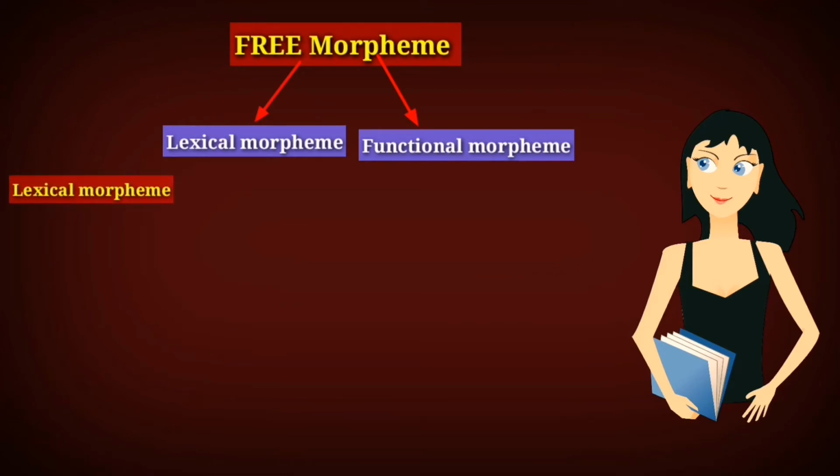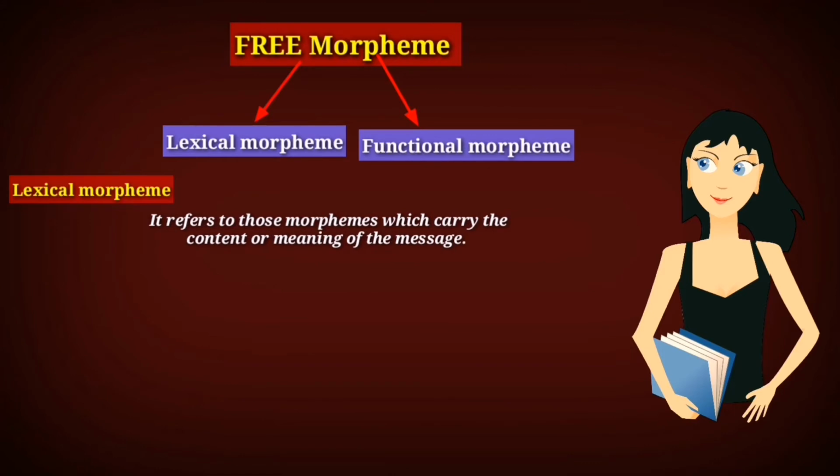Lexical morpheme. It refers to those morphemes which carry the content or meaning of the message. What does it mean? Simply, it means that in a sentence not all words convey our message, but some words consist of meaning or content, so they are called lexical morphemes. So the question must be arising in your mind: what are those words which come in the category of lexical morphemes? They are nouns, adjectives and verbs. So simply you can say these are the words that come in the category of lexical morpheme.